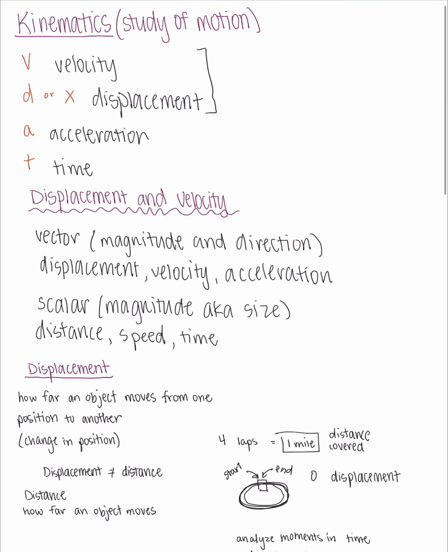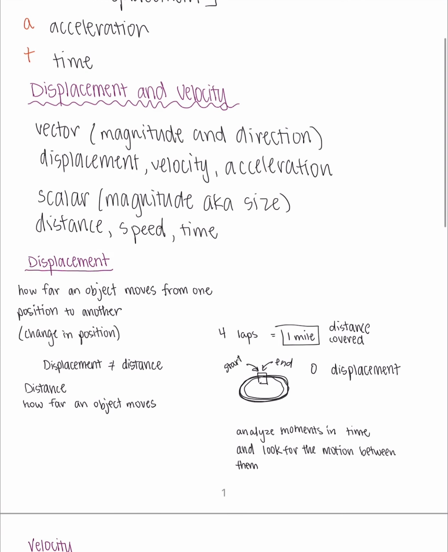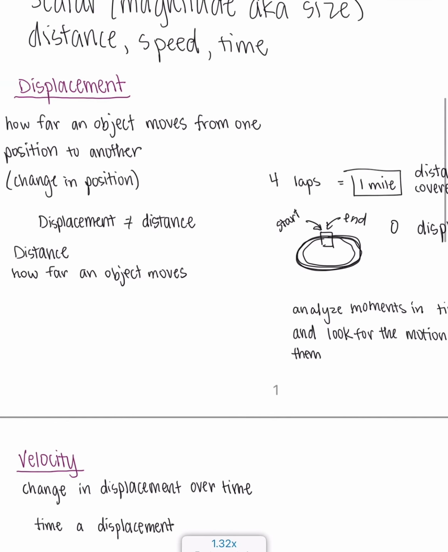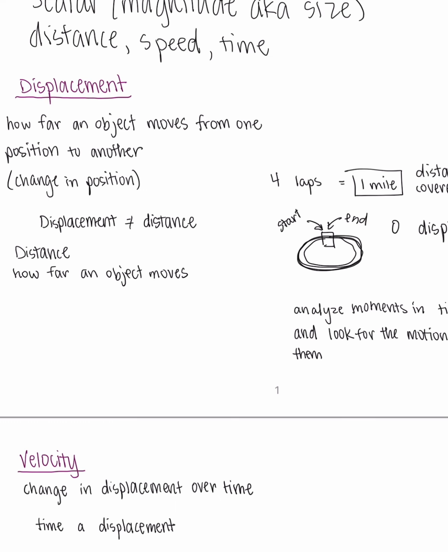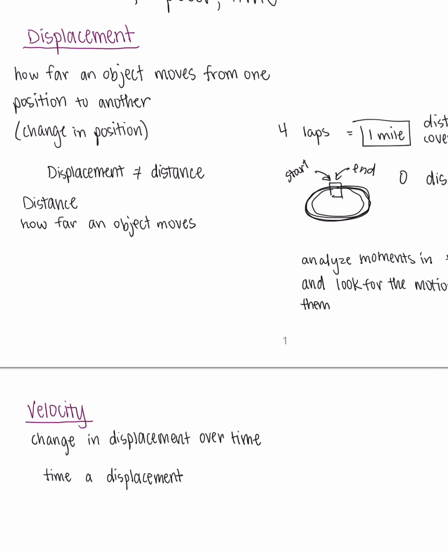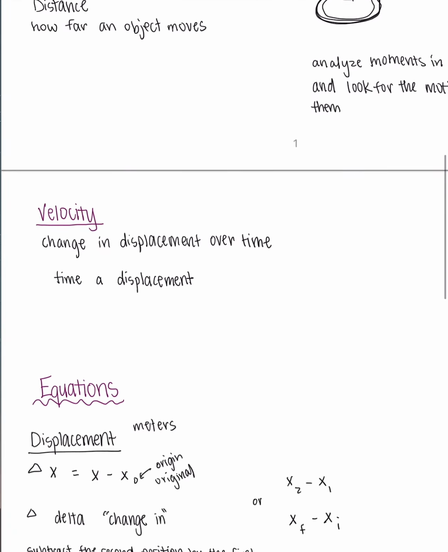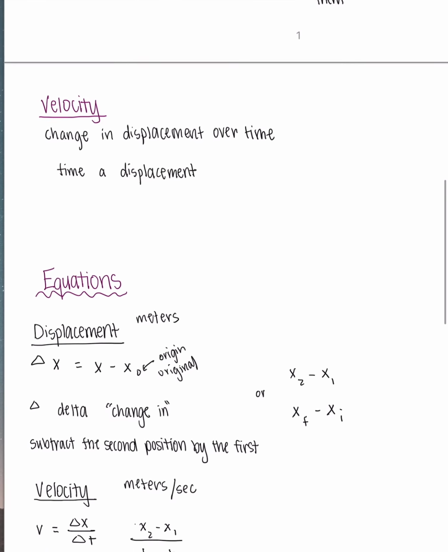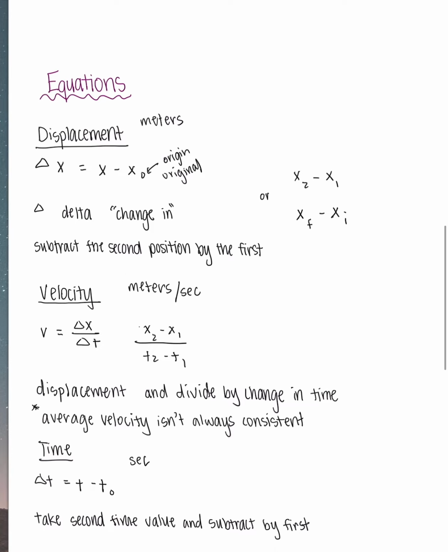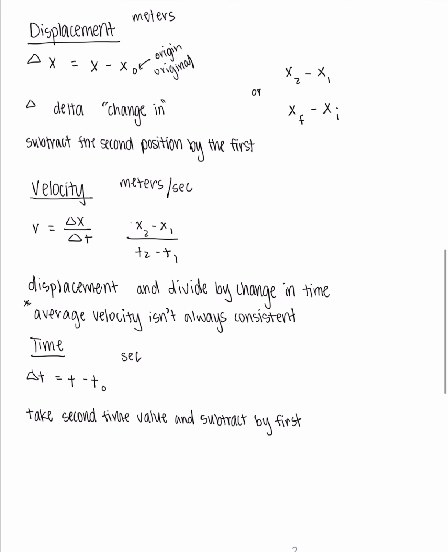Going back as a review, we reviewed over some variables that are used in kinematics, and then established that displacement and velocity are vector quantities. We figured out that displacement is how far an object moves from one position to another, or just simplified as change in position, not to be confused with the scalar value of distance, which is just how far an object moves. Velocity is the change in displacement over time, or where you time a displacement. Then we went over the equations of displacement, velocity, and time.